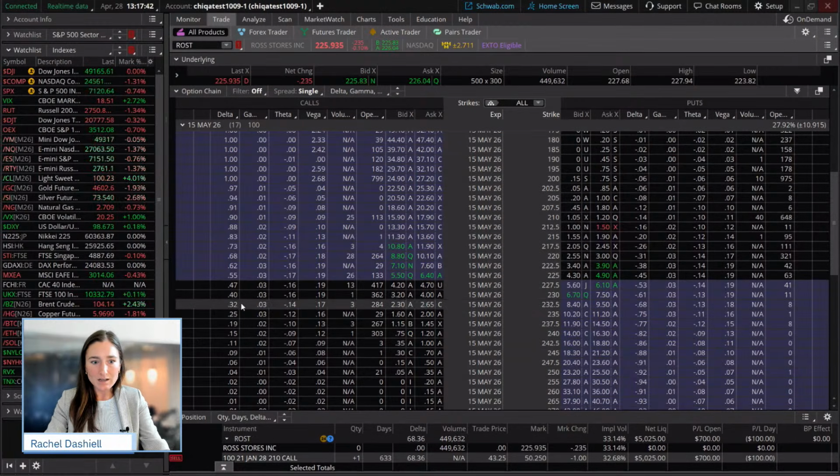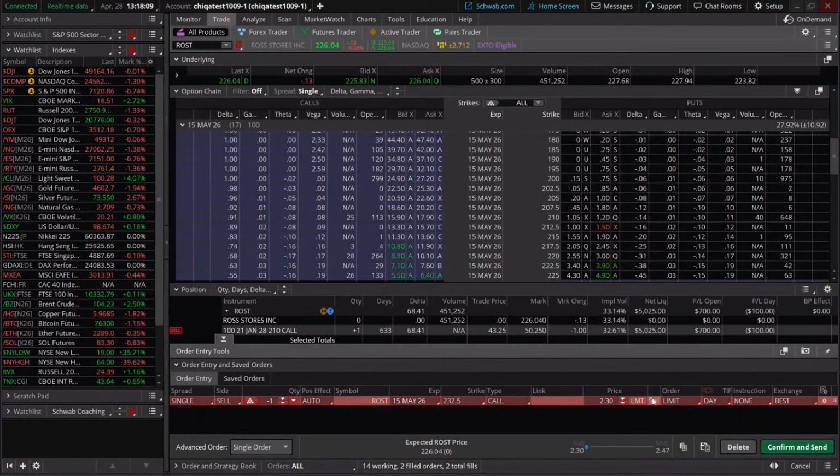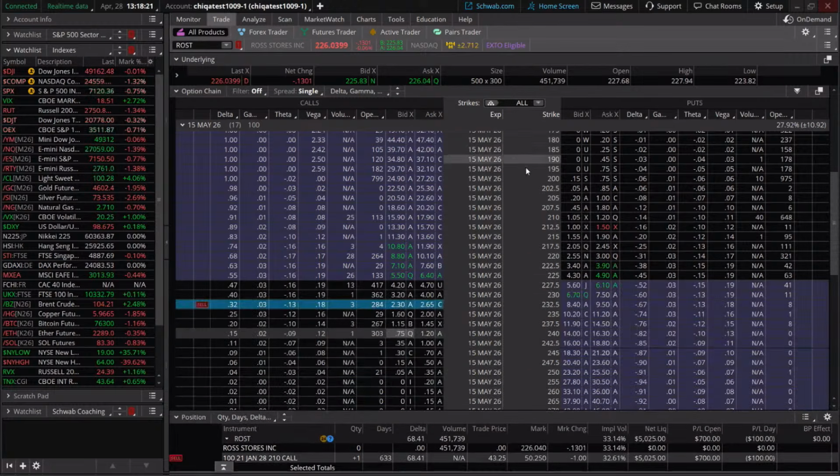You'll also notice that it has a delta of roughly 32 cents, telling us that if this stock moves up $1, our option will roughly move up 32 cents. And it's telling us that possibly this is giving us about a 32% probability that this option could expire in the money. So let's take a look at that one, the 232.50 strike call, and we look to sell this option here. Okay, so we're going to ask for the midpoint here. We're going to hit confirm and send this to our long options class here.